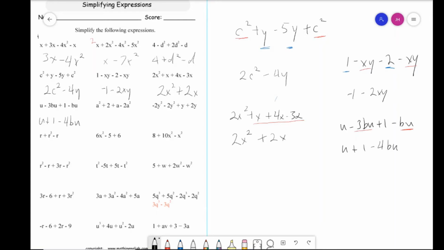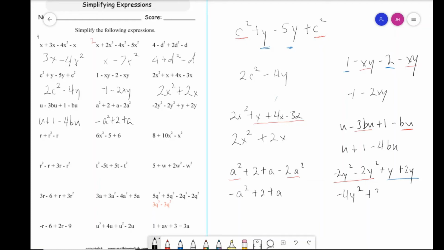Okay, next I have a squared plus 2 plus a minus 2a squared. I have to combine my a squared. So that is negative a squared plus 2 plus a. Next, I have negative 2y squared minus 2y squared plus y plus 2y. So I can combine my y squared as well as the y. That will be negative 4y squared plus 3y altogether.